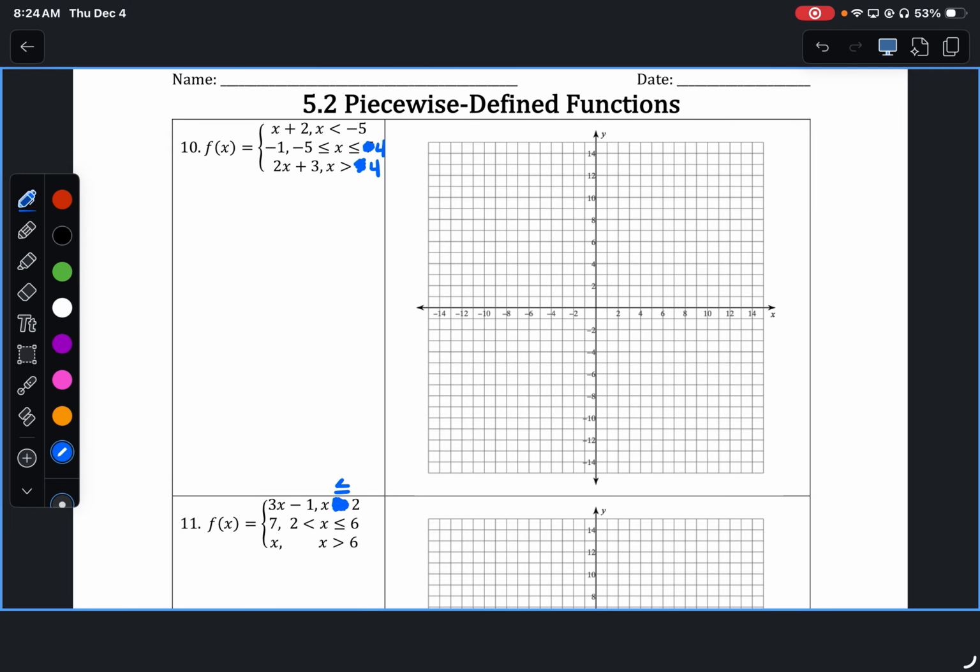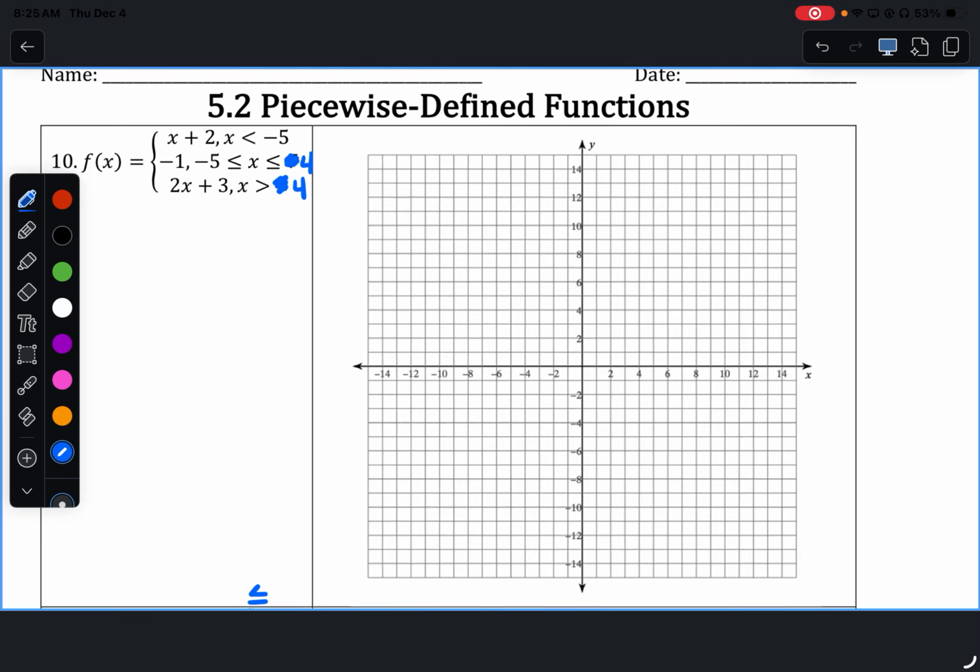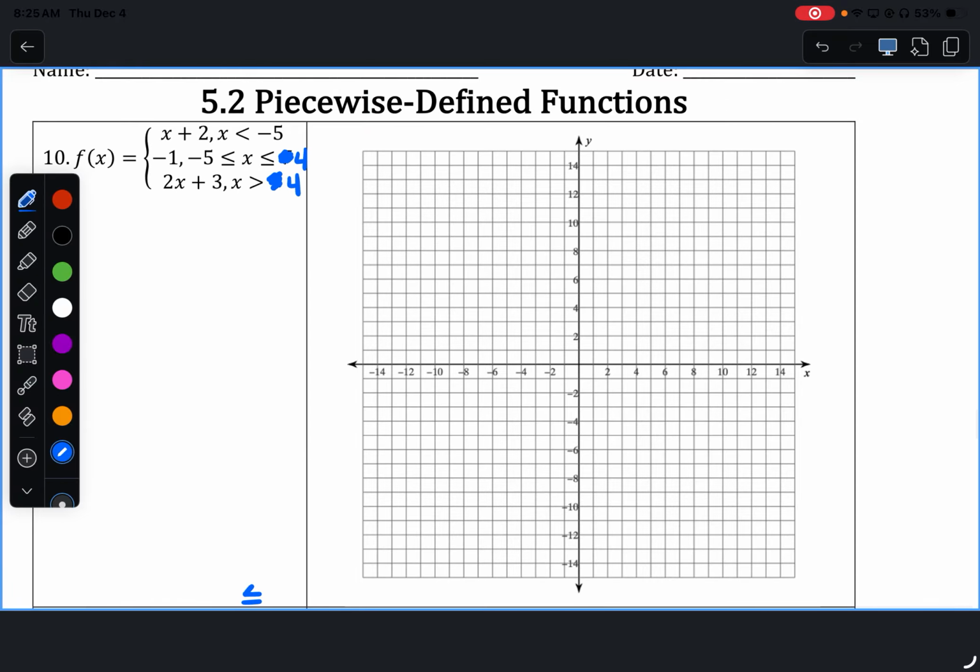So on numbers 4 through 6, the directions have which graph matches the piecewise defined function, and it wants you to graph it. It made it so that way you had to figure out which graph you needed to graph it on. We're not going to do that. I'm going to tell you which graph you need to graph it on, okay? So for 4, you were going to graph 4 on the middle graph here.